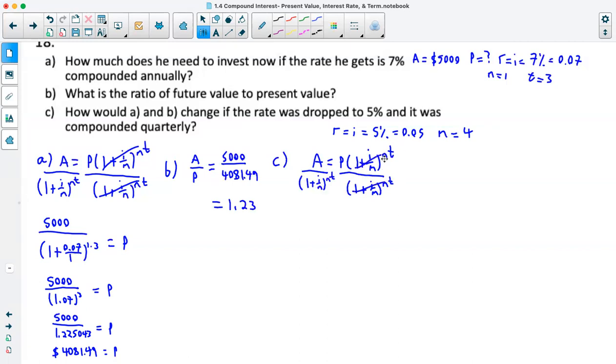Those will cancel out, so we have our A, which is $5,000, over 1 plus 0.05 divided by 4 to the power of 4 times 3 is equal to our principal. So we have 5,000 over, we'll simplify what's inside our brackets.